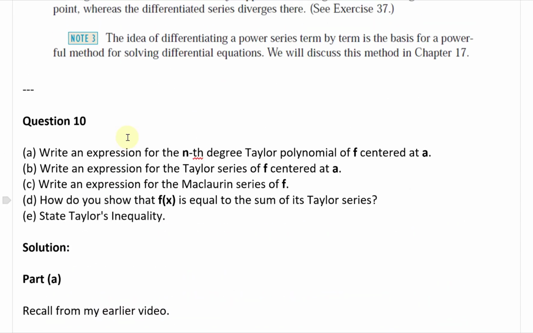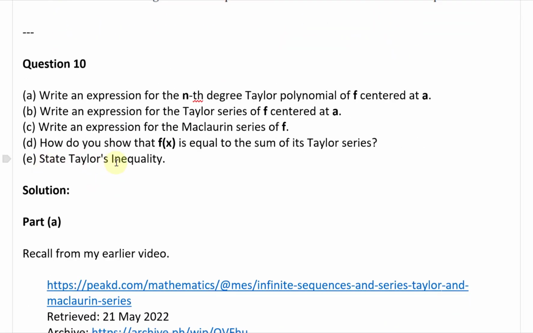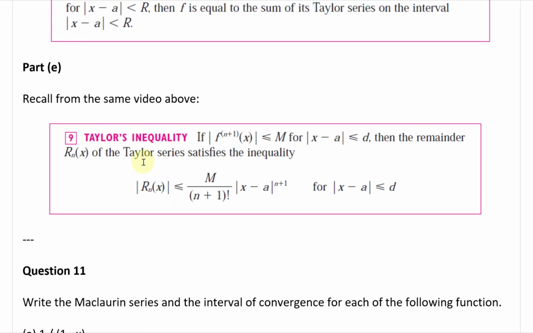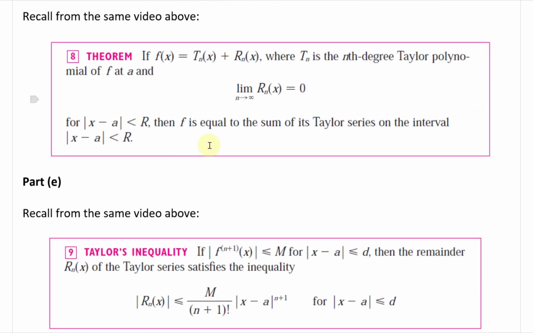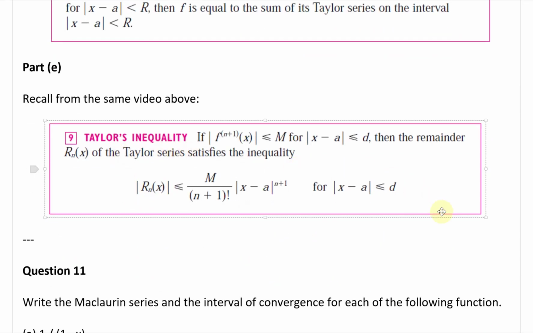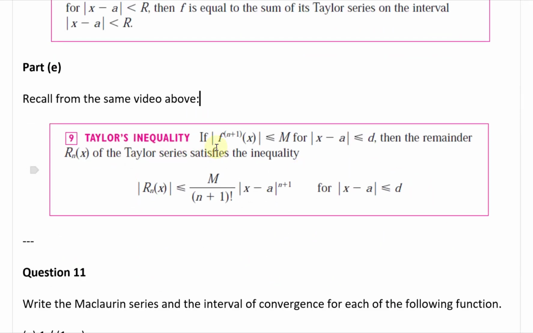Alright, so now let's look at part E. Part E states Taylor's inequality. So here's Taylor's inequality to find that remainder. Recall from the same video above, part E. Taylor's inequality: if the absolute value of the (n plus 1)th derivative of f at x is less than or equal to capital M for the absolute value of x minus a less than or equal to d, then the remainder Rn of x of the Taylor series satisfies the inequality.